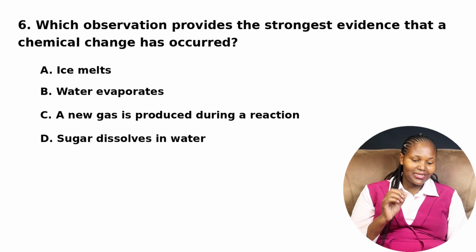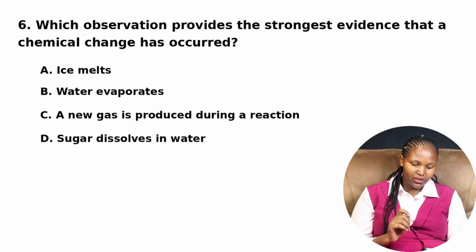But option C, when a new gas is formed, that is strong evidence that a chemical reaction took place. Then with that, we go to question number 7.